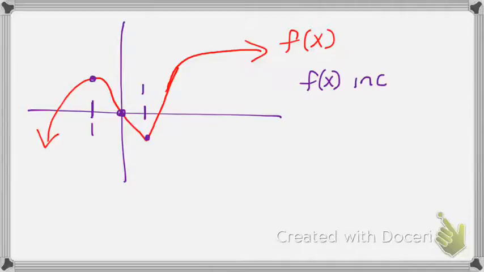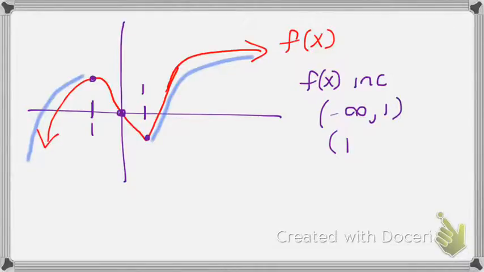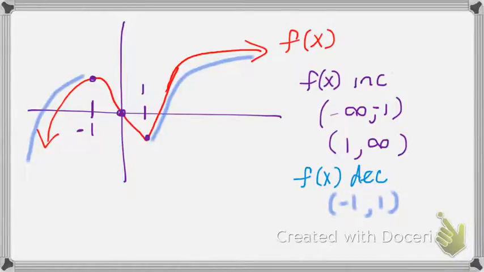Alright, so we know that f of x is increasing where the slope is going up, so it's going up there and it's going up there. So it looks like f of x is increasing from negative infinity to negative 1, and then also 1 to infinity. If I want to know where f of x is decreasing, then I would be looking at where the graph is going down, which would be in the middle of there, from negative 1 to 1. That's the only place that the graph is going down.